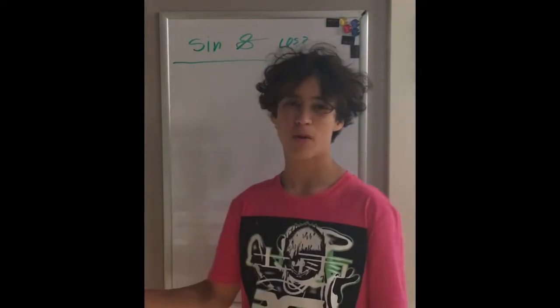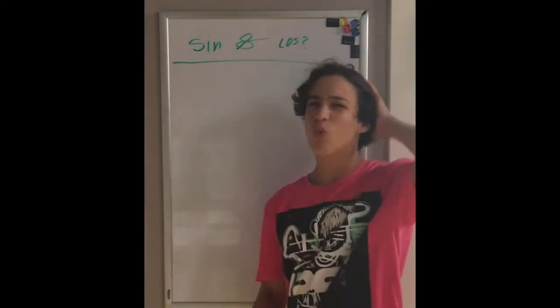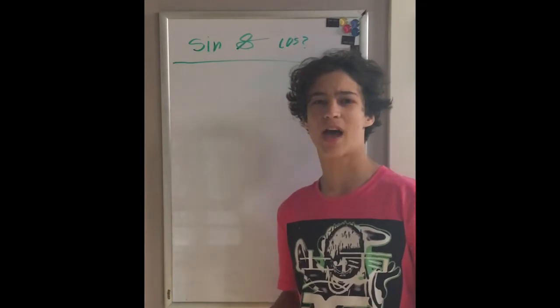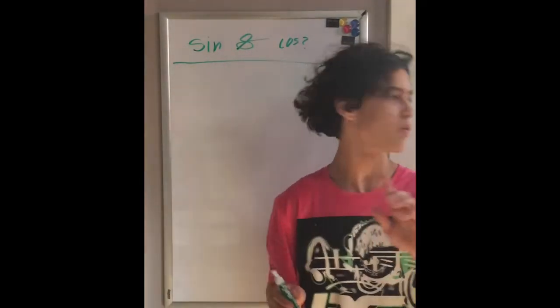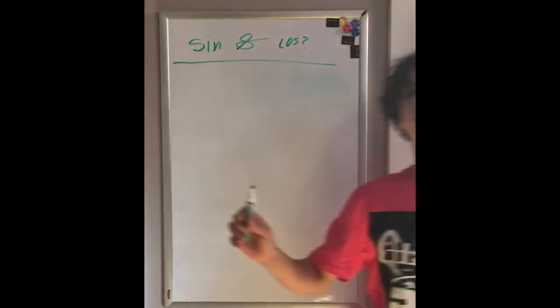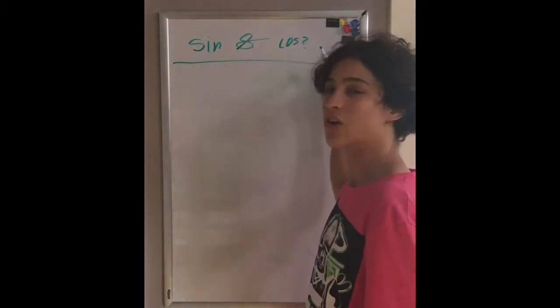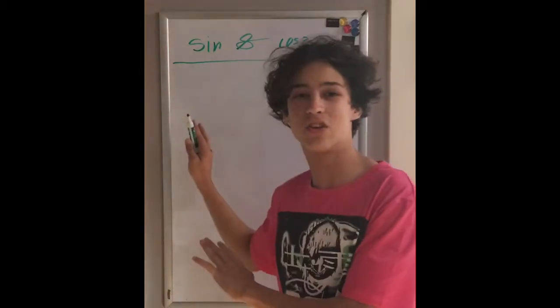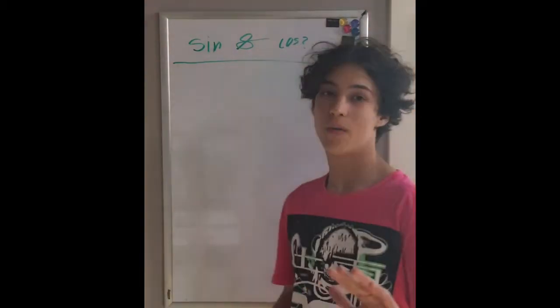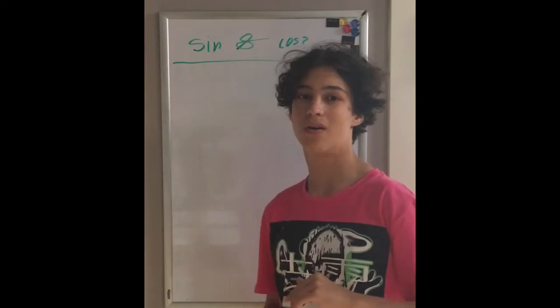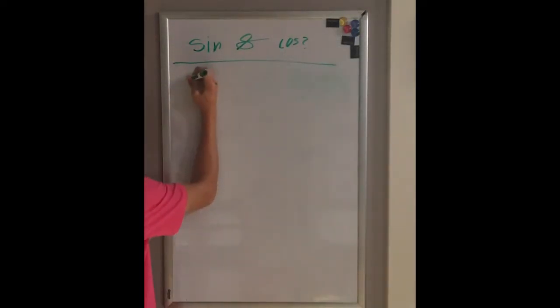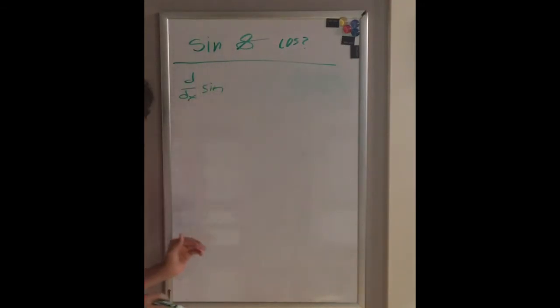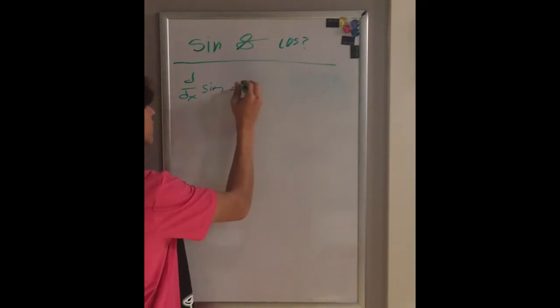Now, you may have all been wondering, but wait, what if we wanted to take the derivative of something that has sin and cos in it? Huh? Wait. Sine and cosine. What if we wanted to take the derivative of that? Well, the handy rule is that the derivative of sine equals cosine.